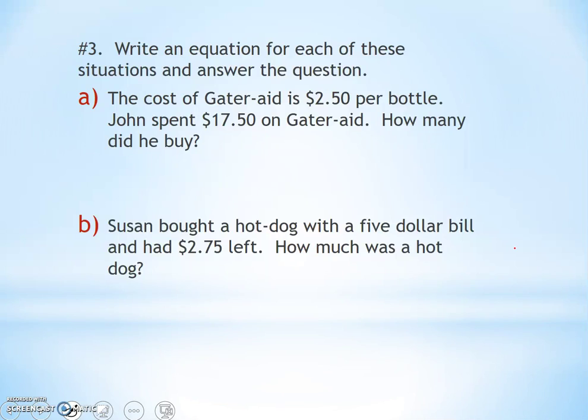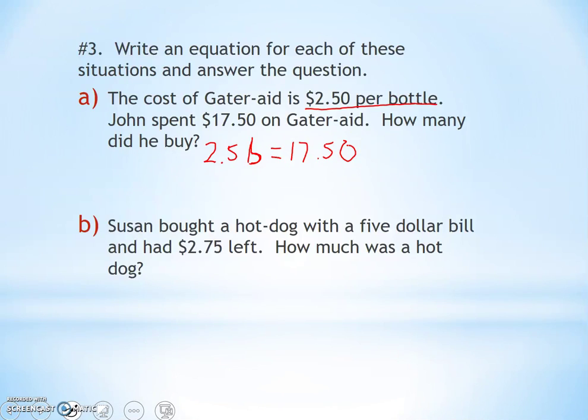The cost of a Gatorade is $2.50 per bottle. John spent $17.50 on Gatorade. Maybe he was buying it for him and some of his friends. So how many did he buy? So what I'm going to do is let my variable be B for the bottles of Gatorade that he bought. And it was $2.50 for each one. So if he bought 1 bottle, it was $2.50 times 1. If he bought two bottles, it's $2.50 times 2, or $2.50 times 3. We don't know how many he bought, but we do know that his total cost was $17.50. So there's our equation.